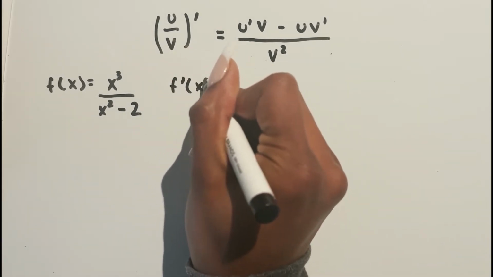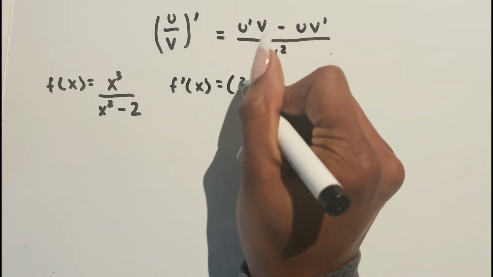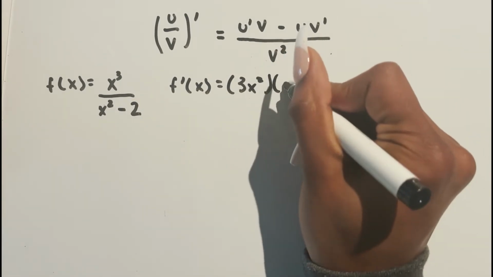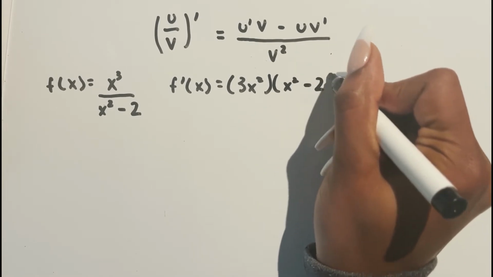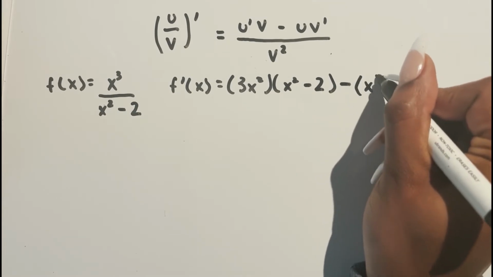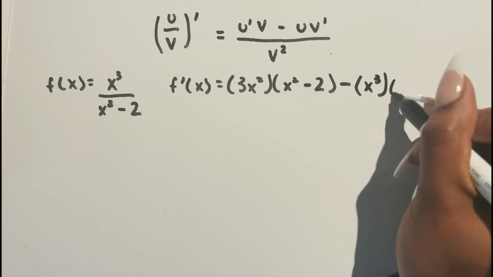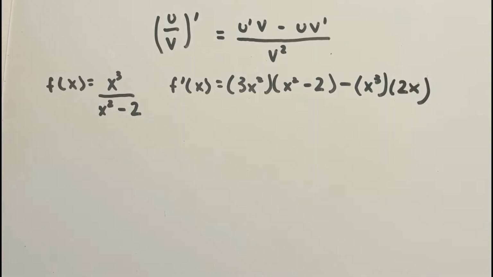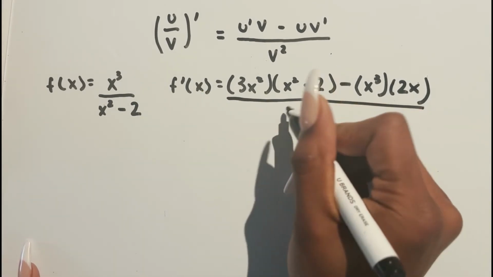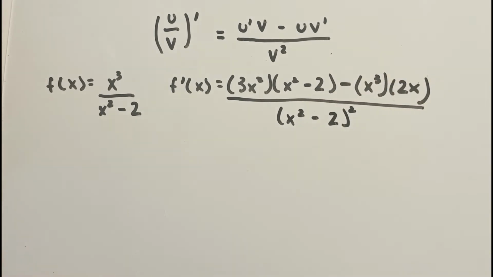f prime of x equals the derivative of x cubed, 3x squared, times the denominator, x squared minus 2, minus the numerator, x cubed, times the derivative of the denominator, 2x. And then this is all over the denominator squared. So we've got x squared minus 2 all raised to 2.